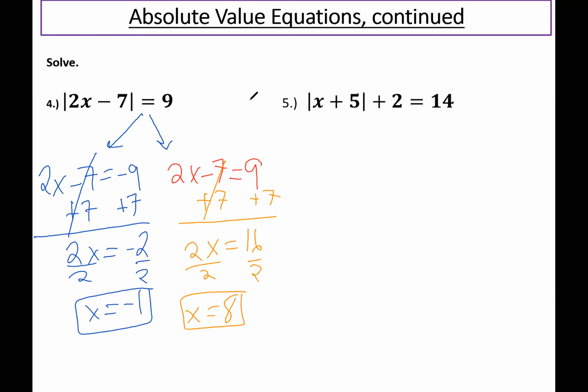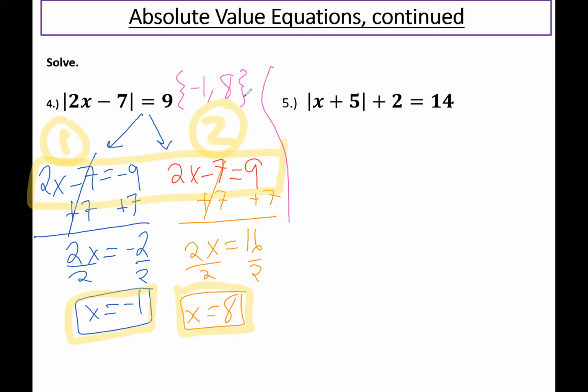The main idea that I want you to get from this problem is, how did we start it? We started it by setting it up as 2 different equations, number 1 over here and number 2 over here. And that resulted in 2 different answers, -1 and +8. And as we did before, we can write our answer using a solution set, -1 and +8 in those little squiggly brackets. Okay, good. Let's look at number 5 next.